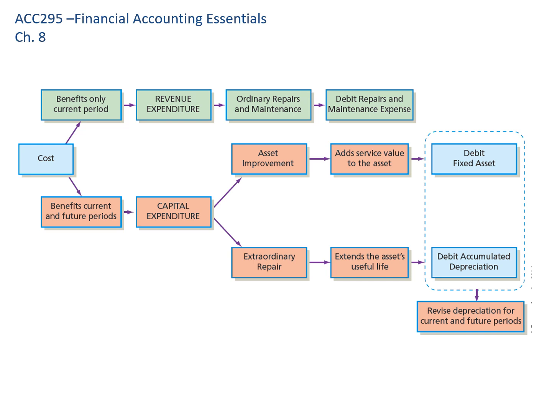On the other hand, if it benefits future periods, then we're going to account for it differently. Those kinds of costs, which are called capital expenditures, could further be divided into two categories. One is an improvement of the asset. That adds service value.